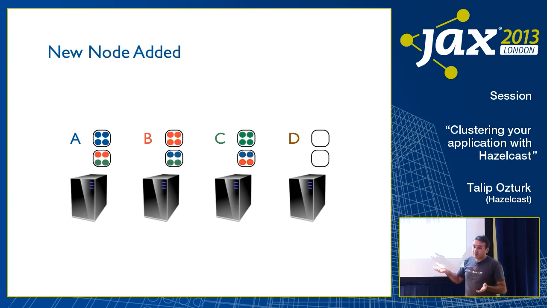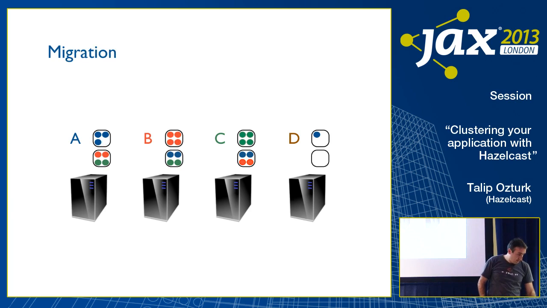So if we add a node, what do we expect to happen? Of course, we don't want this guy to sit down and do nothing. We want this guy to take some of the load. We call this migration. Some of the partitions will migrate to that node. Eventually, you're going to have a balanced cluster again.